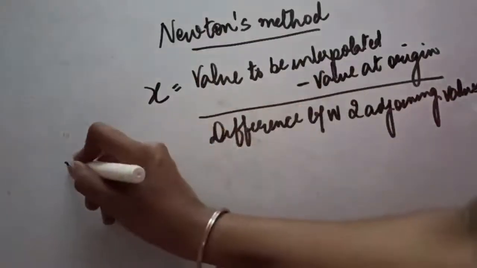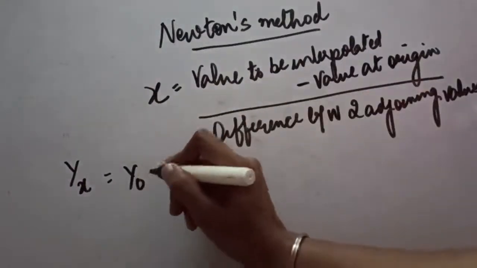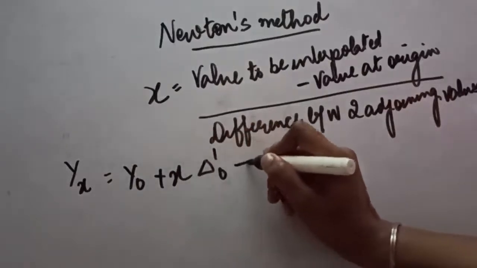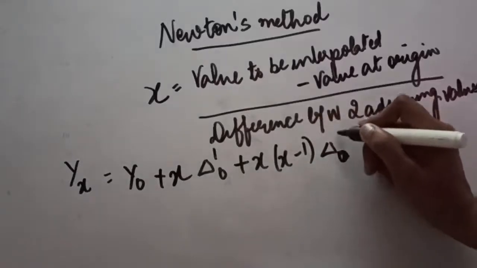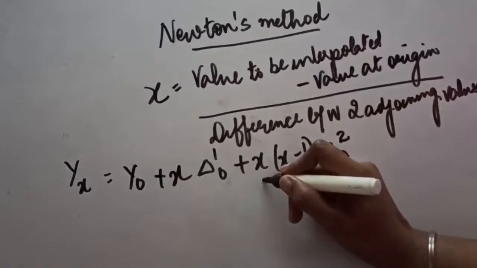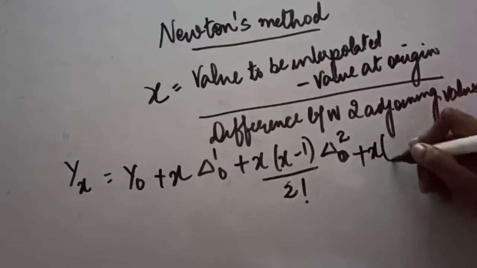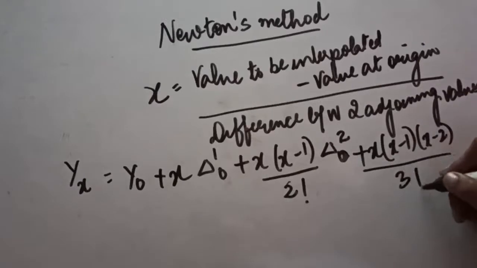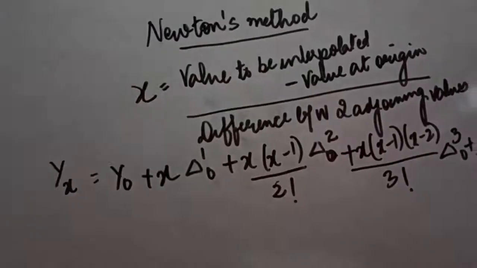Then finally, when you will be solving the question and calculating the value of y, for that you have to use this formula: y0 plus x delta y0, plus x(x minus 1) delta squared y0 divided by 2 factorial, plus x(x minus 1)(x minus 2) divided by 3 factorial delta cubed y0, plus and this formula can go endless. Now, how to remember this formula?